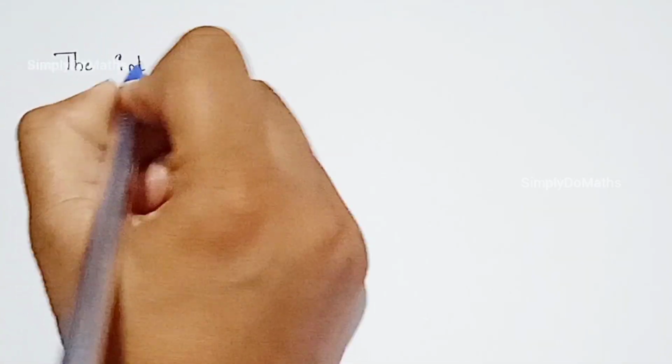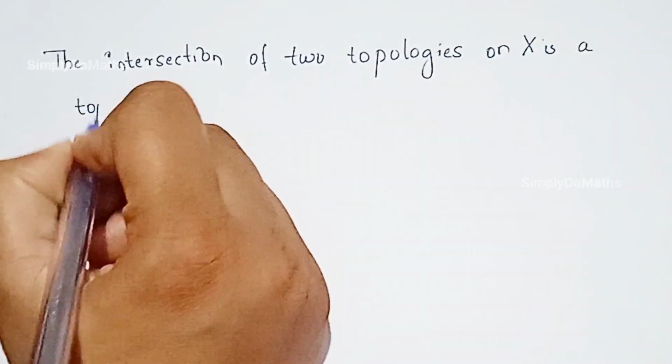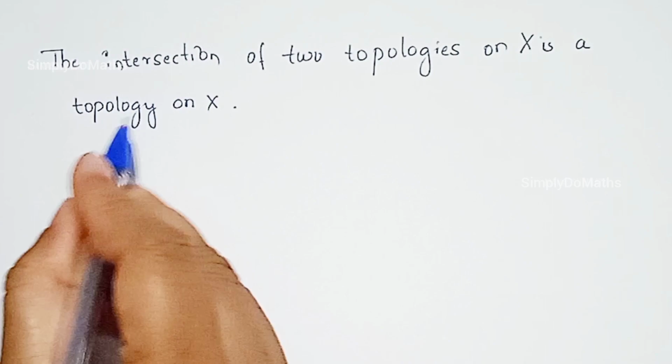Hello everyone. Let us learn one of the important properties of topology. If we are considering two topologies, say tau1 and tau2, then their intersection is also a topology on X. That is, the intersection of two topologies on a set capital X is a topology on X. Let's prove this.